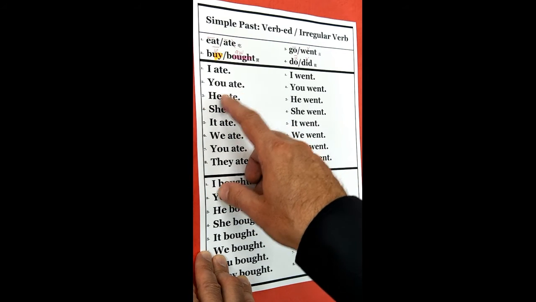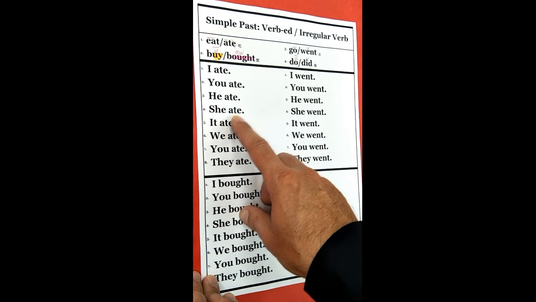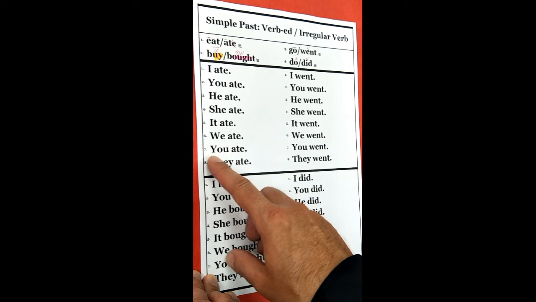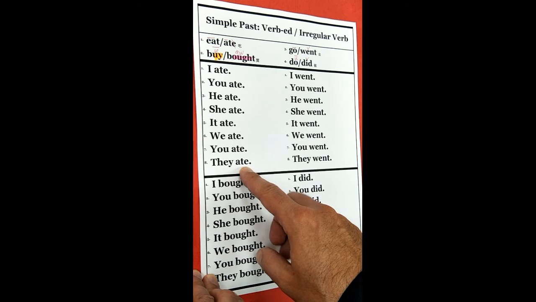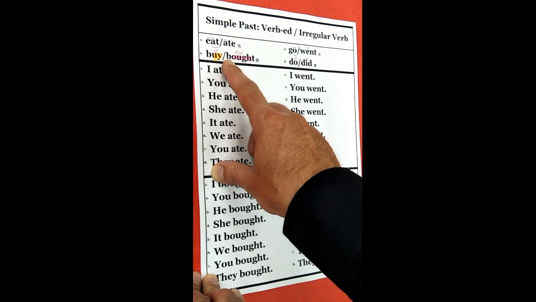2, you ate. 3, he ate. 4, she ate. 5, it ate. 6, we ate. 7, you ate. 8, they ate. Number 2, buy.